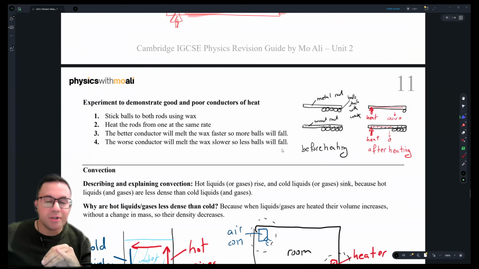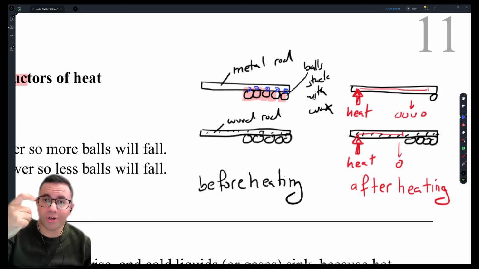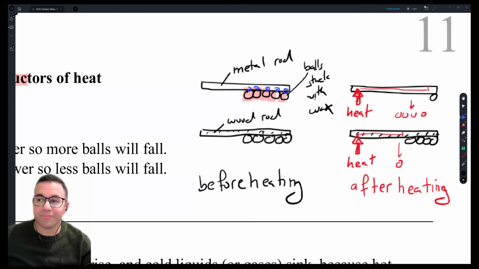Really quickly, though, sometimes you'll be asked to explain an experiment to demonstrate if something is a good or a bad conductor. Easiest thing to do, it's usually a rod. You get the rod, you stick a few ping pong balls on with some wax. The reason we use wax is that it's basically the glue from a hot glue gun. You just use that and stick the ball to the rod.